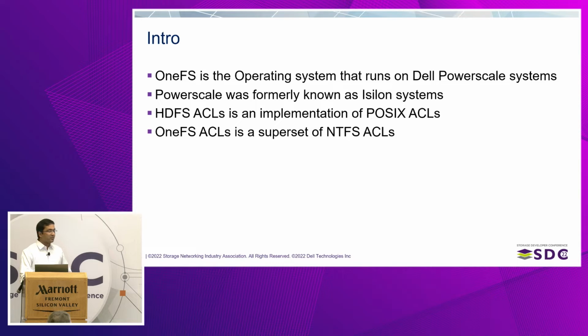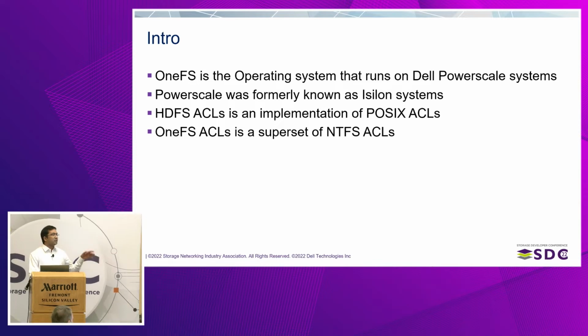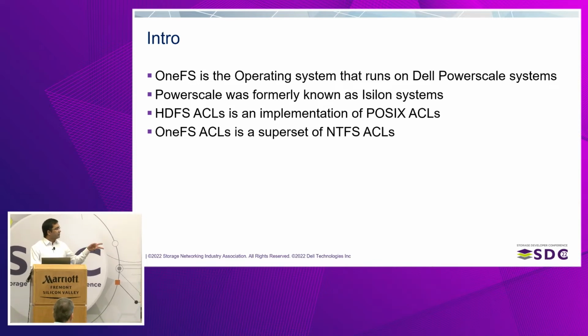HDFS is an implementation of POSIX ACLs, and OneFS ACLs is essentially a superset of NTFS ACLs. So the point here in this slide is that I'll be using HDFS ACLs and POSIX ACLs interchangeably, as I would be doing for OneFS ACLs and NTFS ACLs. So they're basically the same thing. When there is something specific to OneFS ACLs, I'll make that explicit.